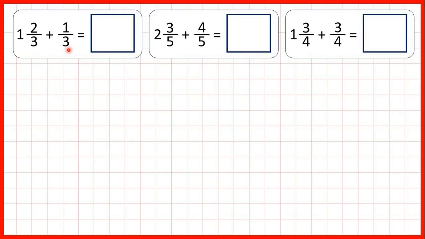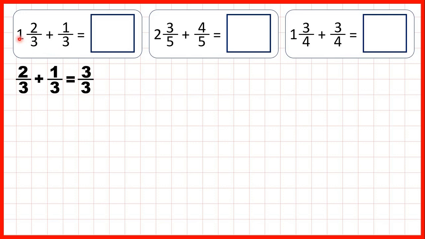Now here, we're still adding a fraction to a mixed number, but for these questions, we'll need to think really carefully about how we write our answer. So first, we have 1 and 2/3, and we're adding 1/3. We can start by adding the fractions in the question, so 2/3 plus 1/3. The denominator stays the same, and 2 plus 1 is 3.